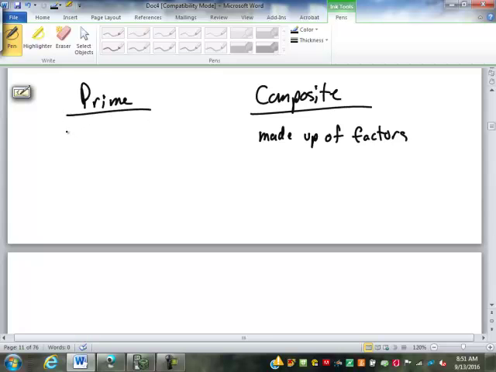Prime means they have no factors. In other words, they can only be divided by 1 and themselves. They have no factors that can be used to build them. Like 7. 11 is prime. 13 would be prime. 6 and 9 would be composite because those can be made up of smaller numbers. You can divide by 2s and 3s to get 6, and divide by 3s to get 9.